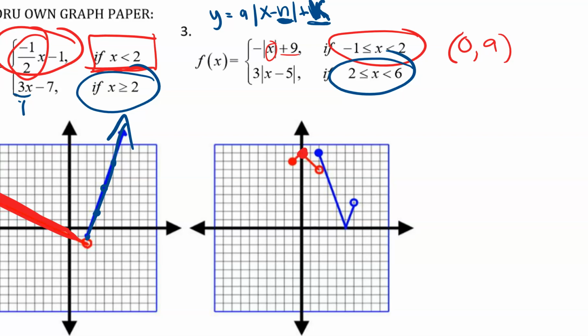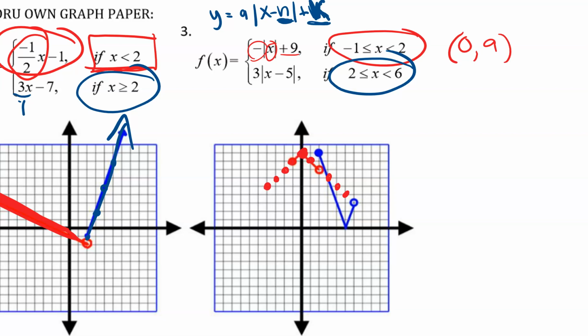Then we always have a V shape for absolute value. So this is going to be a V with a slope of -1 on the right side. So that means I go down one, right one, down one, right one, and so on. And then I do the same thing, but in the opposite direction. So down one, back one, down one, back one.